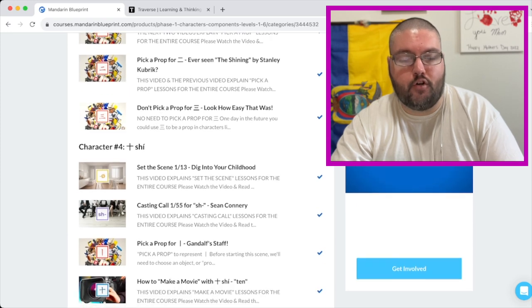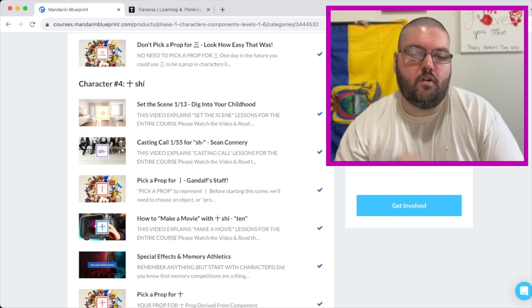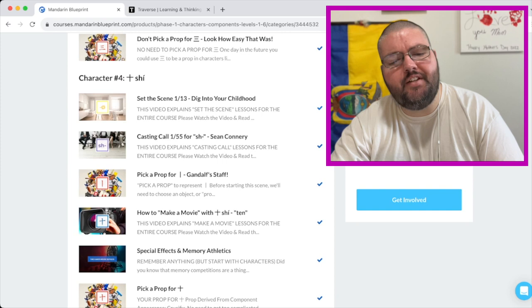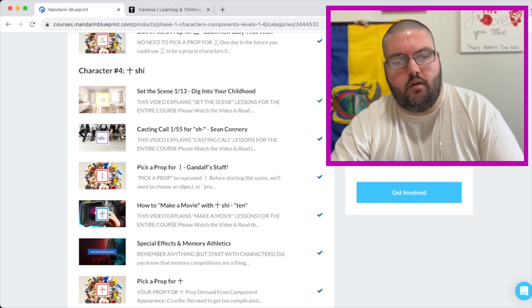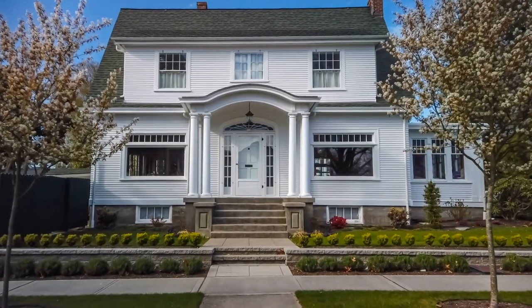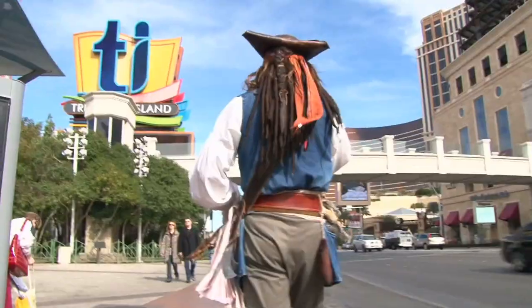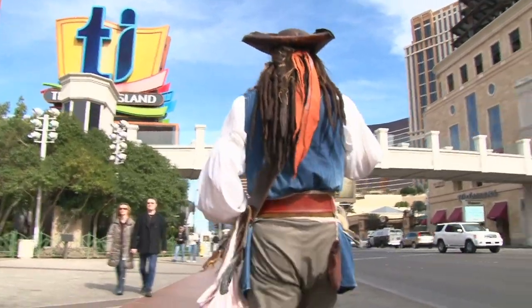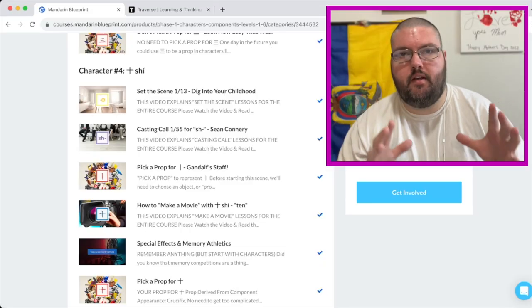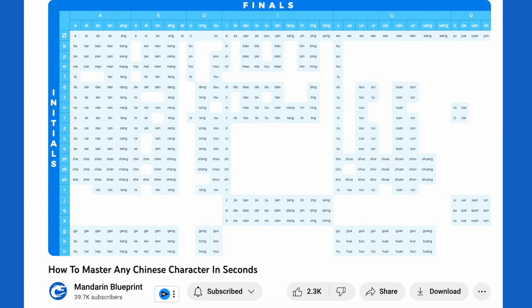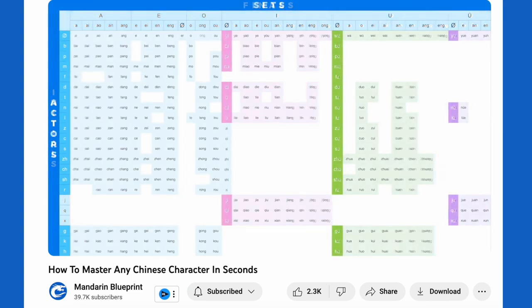So the first character that you actually learn is going to be Shur, which is 10. And so basically, the way that this is set up, the ending sound is a scene and the beginning sound is an actor. And that's how you combine all of these things. Now there's a lot of beginning sounds, but they have a way to space it out. Sounds a little more complicated than it is.